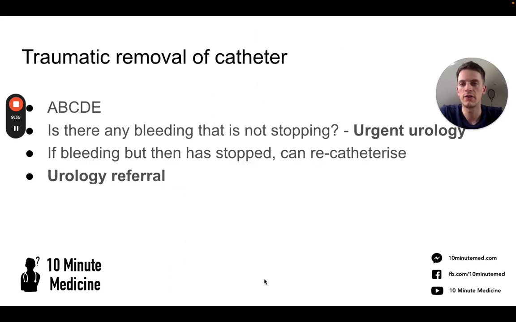And then finally, traumatic removal of catheter. You want to make sure the patient's stable with an A to E approach. Is there any bleeding that's not stopping? If so, contact urology urgently, and use the major haemorrhage protocol if needed. If the bleeding stops, you can consider recatheterization, but it's probably best to do an urgent urology referral that day or the next day.